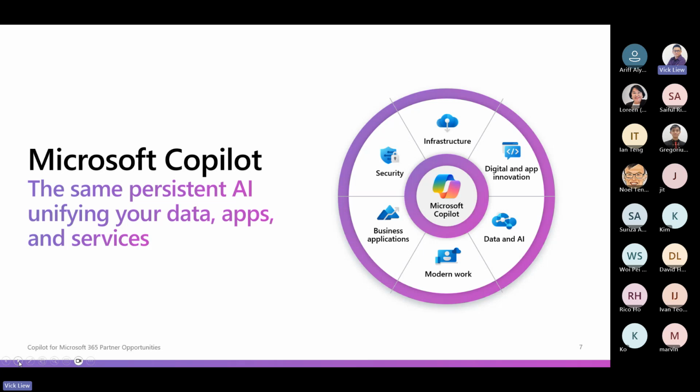Microsoft Copilot actually is being embedded into the security area of products and infrastructure, to digital and apps, innovation, and even data and AI. You want to do customization, modern work, application and apps as well, Power Platform, and so on. So these are the main 6 categories. But these icons are very unfamiliar. You're not familiar with them, and it's supposed to unify your data, your apps, and your services. So this is very important.